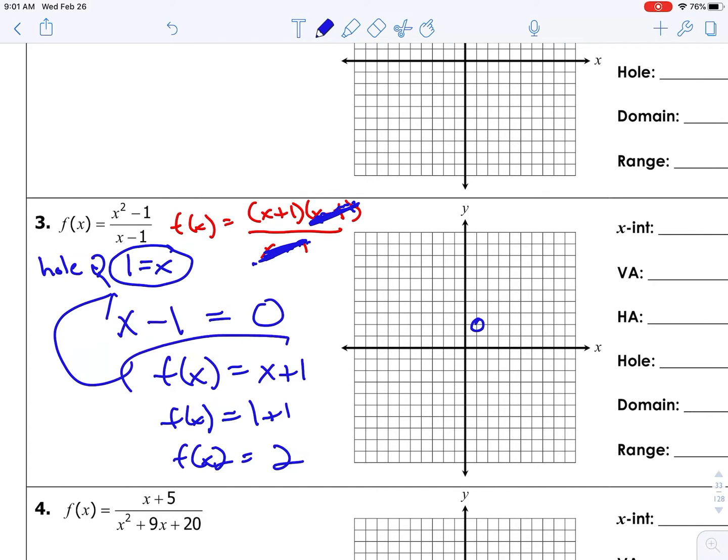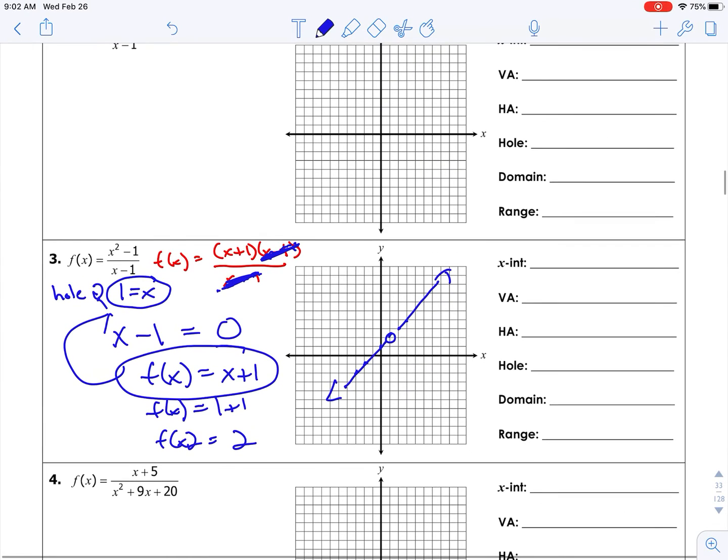And then what's left over is just your simplified function, which is x plus 1, which is a graph right through here. It's actually going to be linear with a hole at 1, 2.